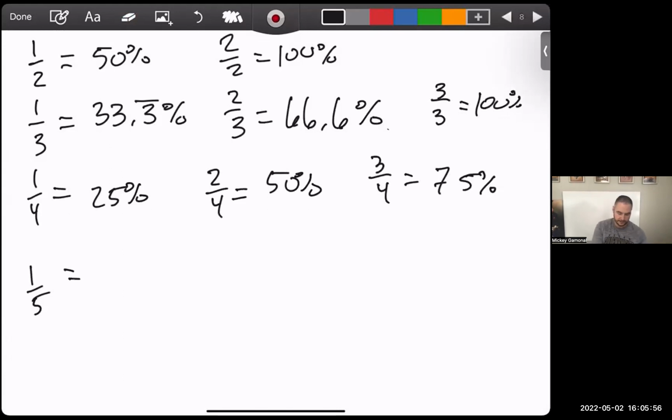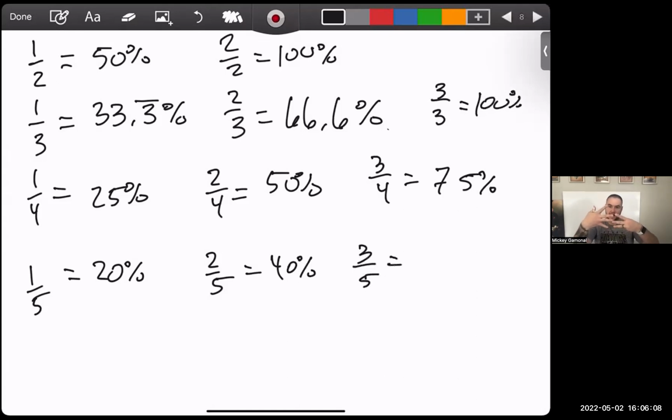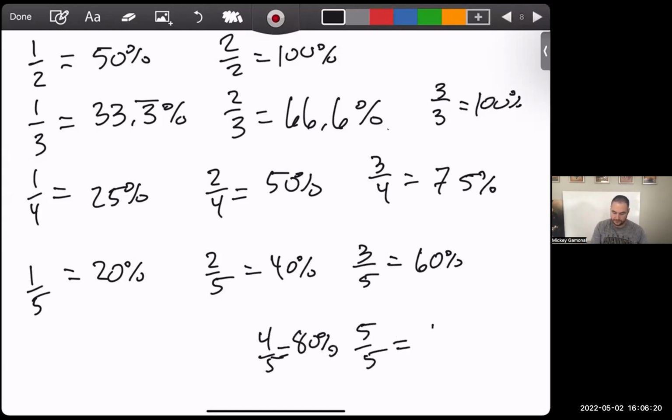Finally, 1/5, 20%, 2/5, 40%. And notice there's a pattern here, 3/5. Well, now we're over a half, right? 3 is over half of 5. And so that's 60%. 4/5 and 5/5. 4/5, 20, 40, 60, 80. And 5/5 is 100%. And so you can start thinking in these terms. And then lastly, just 1/10, that's going to be half of a fifth. So that's going to be 10%.